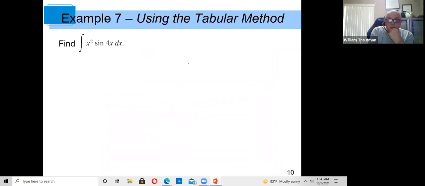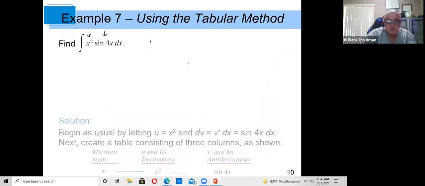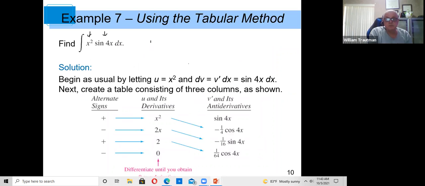So we have x to a power, and then we have the trig, so we're going to be using sine 4x as my dv. So if I write u right here, that's u, and this is called the tabular method, first of all. And then I put dv over here, which is v prime, same thing, my sine 4x.